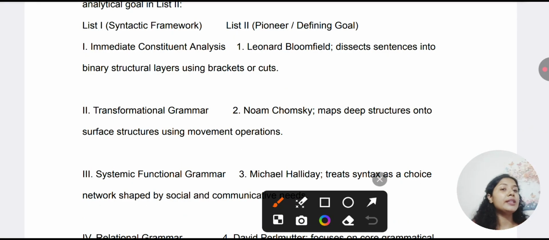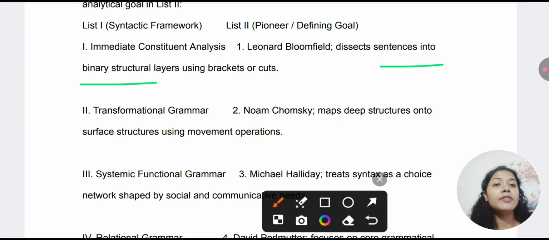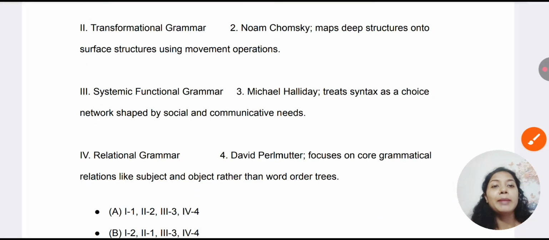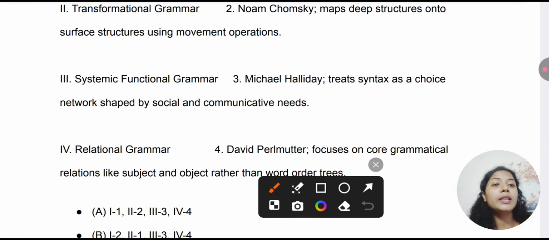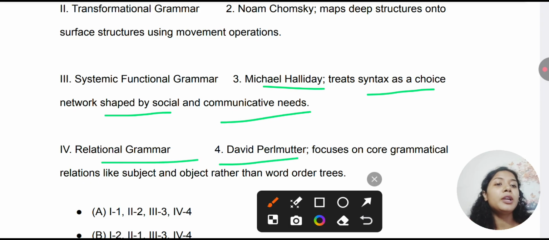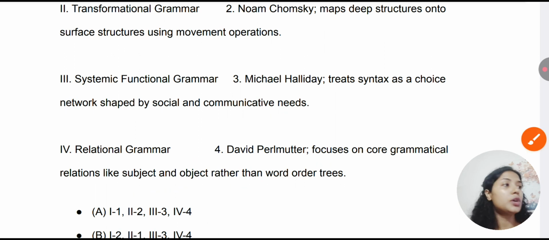Immediate constituent analysis is by Leonard Bloomfield, sorry. It dissects sentences into binary structural layers, remember, using brackets or cuts. Transformational grammar, Noam Chomsky, maps deep structures into surface structure using movement operations. Then systemic functional grammar, which is by Michael Halliday, treats syntax as a choice network shaped by social or communicative needs. While relational grammar is by David Perlmutter, focusing on core grammatical relations like subject and object rather than the words or the trees.